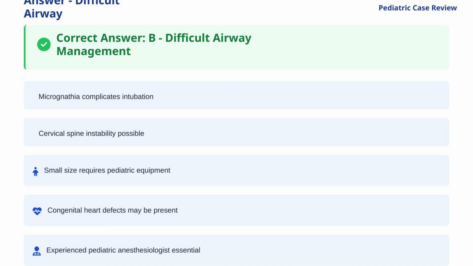The patient's small size necessitates specialized pediatric equipment. Underlying congenital heart defects affect anesthetic planning. An experienced pediatric anesthesiologist should manage these cases with appropriate preparedness for difficult intubation.